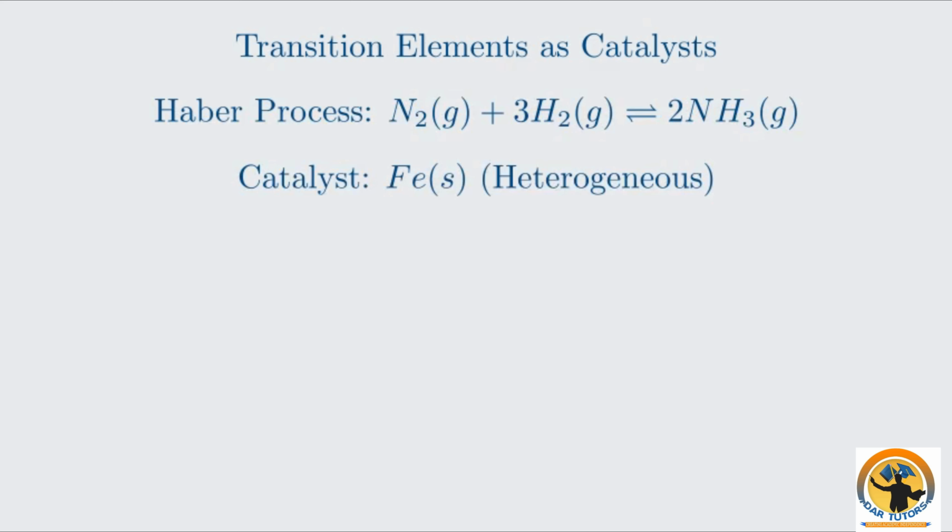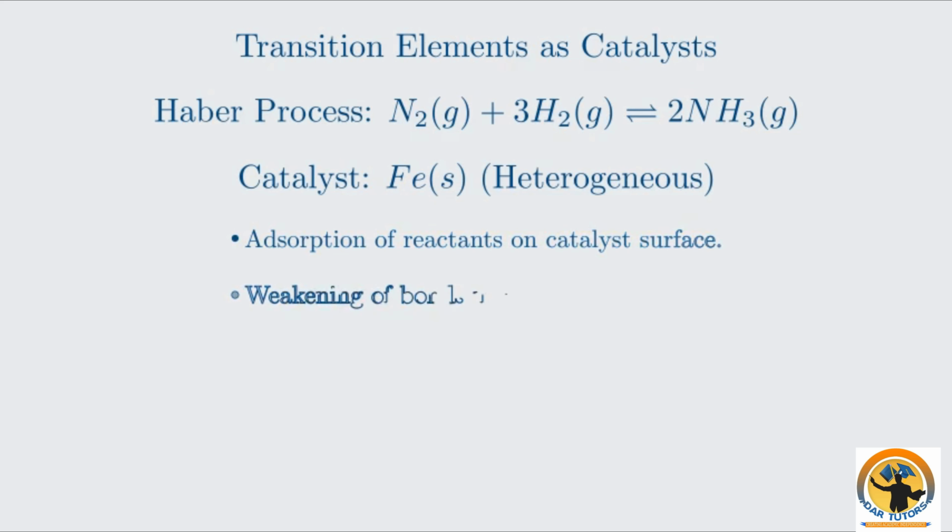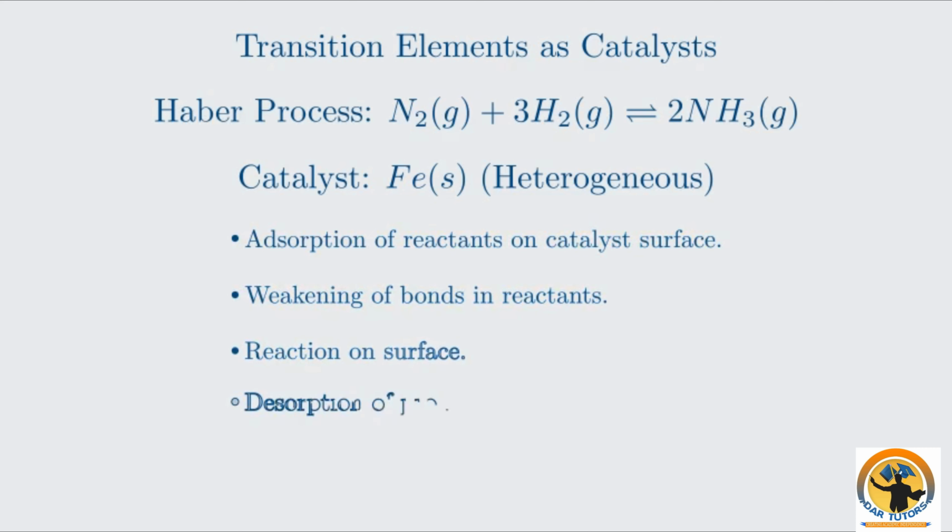In this process, nitrogen and hydrogen gas adsorb onto the surface of the solid iron. Adsorption is the first step. The reactant molecules N2 and H2 land on the surface of the catalyst. Because transition metals have vacant d orbitals or unpaired d electrons, they can form temporary bonds with these molecules.